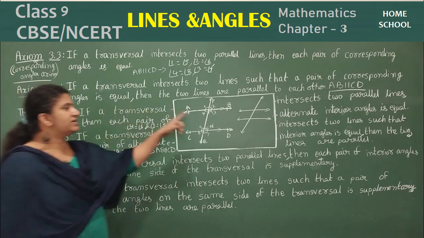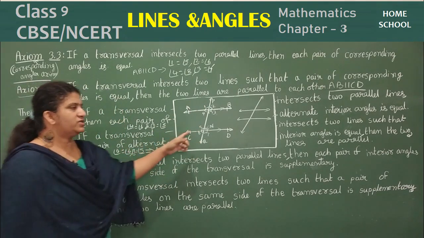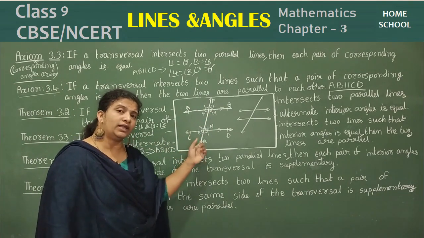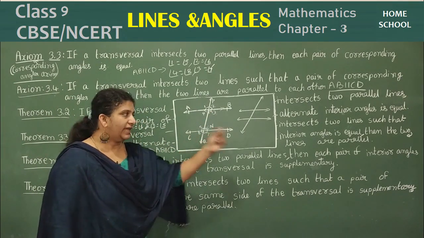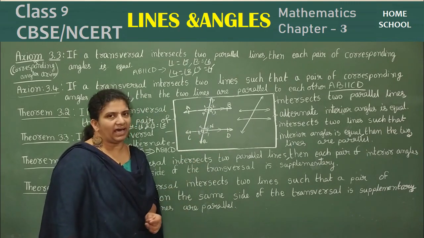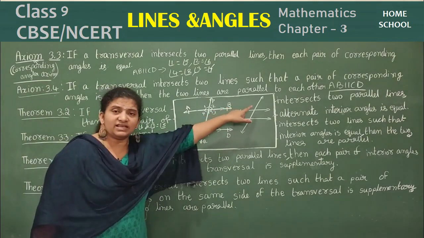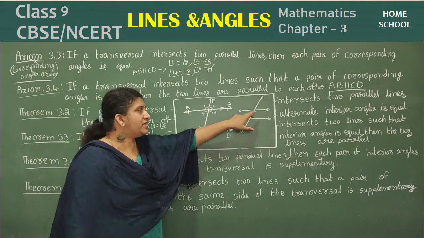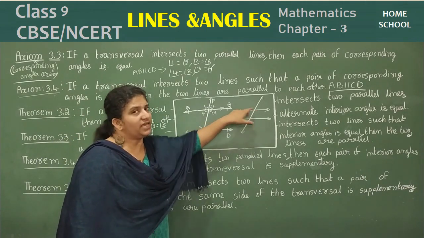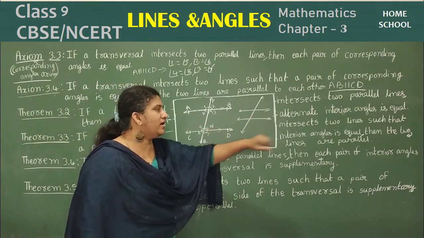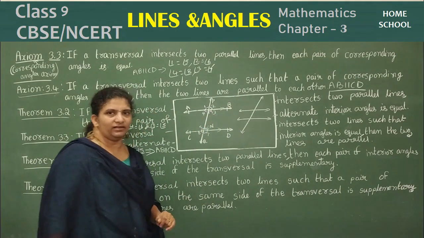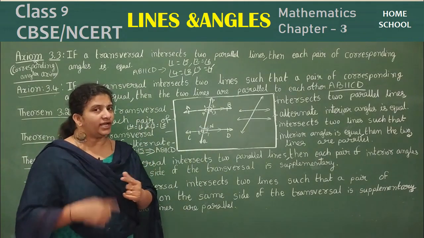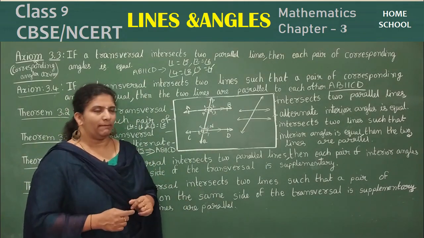Okay, if a transversal is drawn intersecting two lines such that their alternate interior angles are equal, then the two lines are parallel. If a transversal is drawn intersecting two lines and makes alternate interior angles equal, then what did they say here? Then the two lines are parallel. If lines are parallel, alternate angles are equal. If alternate angles are equal, lines will be parallel.